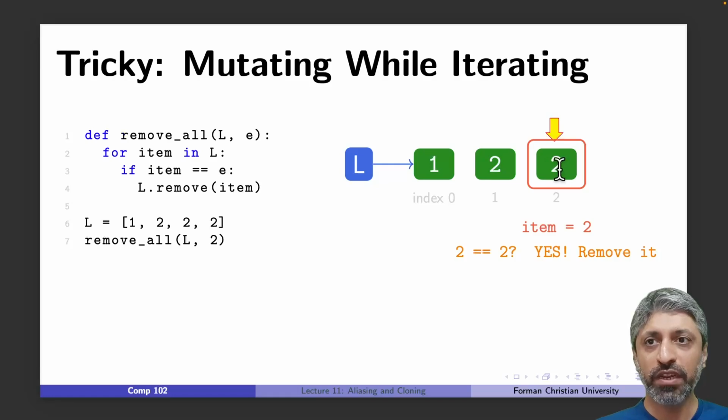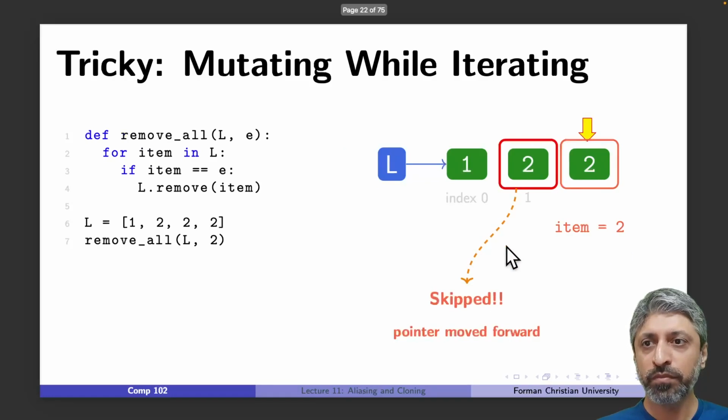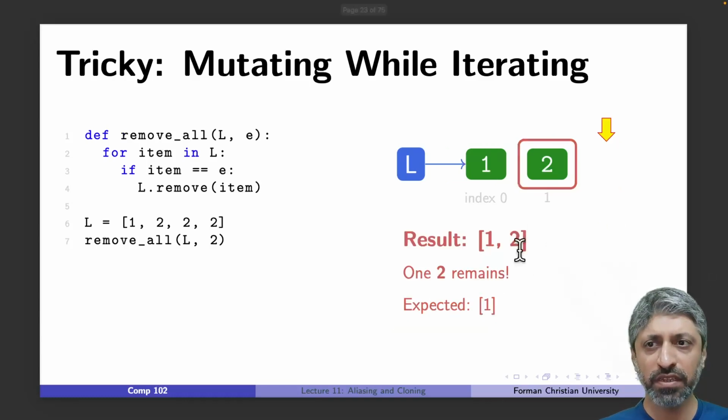Which means it completely skipped one item, and then it's going to delete this one, and this one was completely skipped, and then the result is 1, 2, and 1, 2 remains. Well, the expectation was only one item in the list, so that's a pretty serious bug.